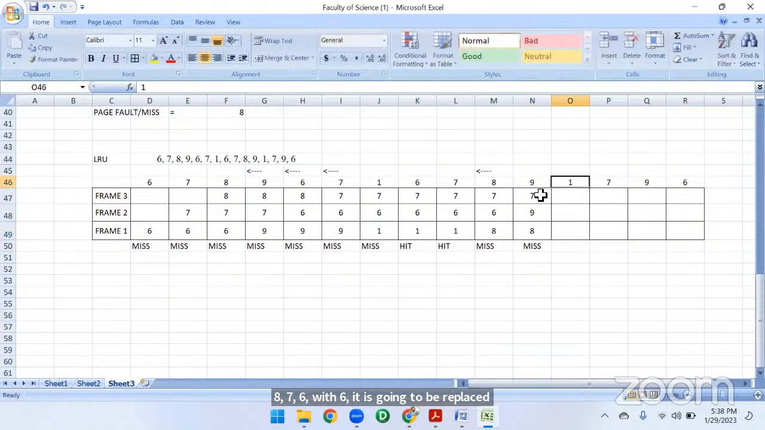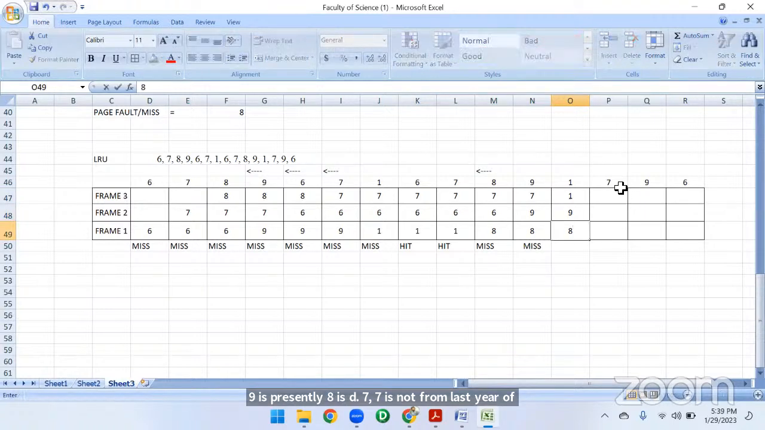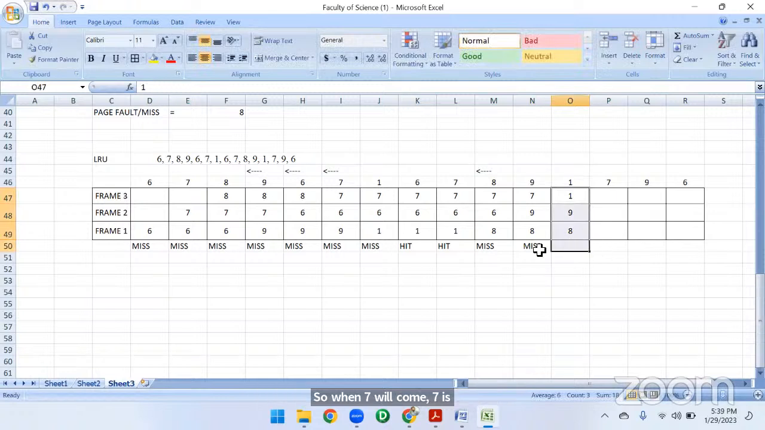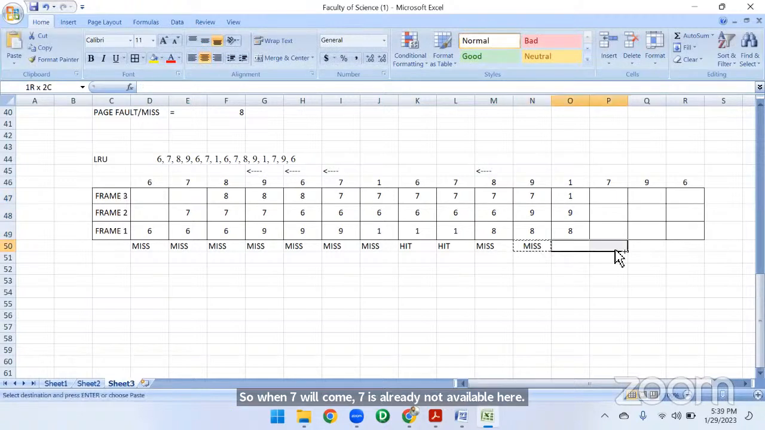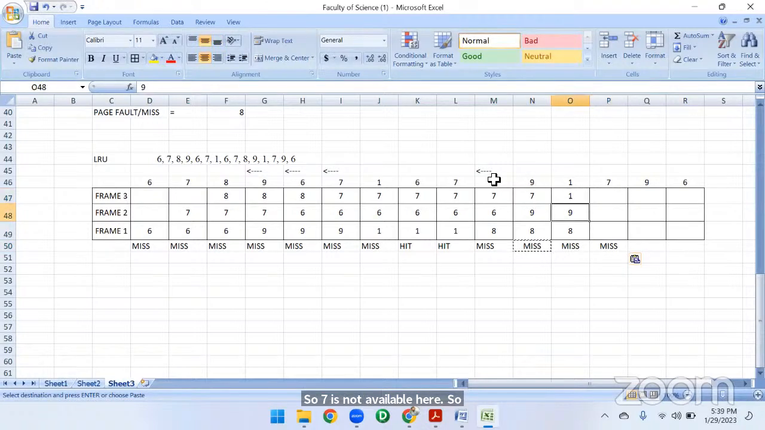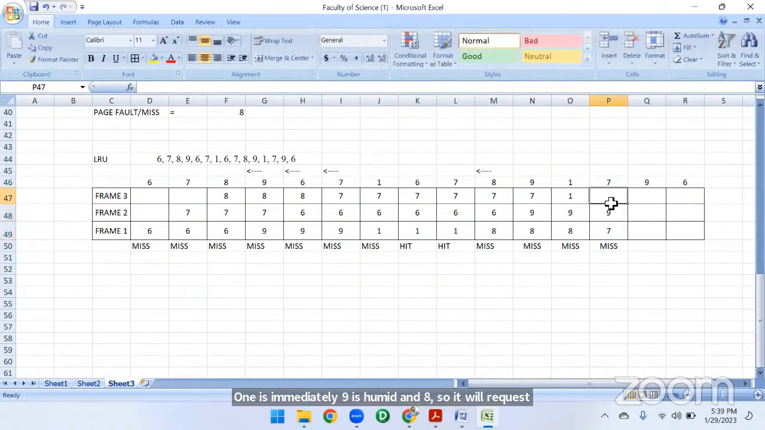Okay, when 1 comes, 1 is not available here. So again, it will check: 9 is present, 8 is recent, and 7 is from the last gap onwards. So with 1 it is going to be replaced. So when 7 comes, 7 is not available here. So again, it will check: 1 is immediate, 9 is immediate, and 8. So it will replace with 8. Okay. So when 9 comes, 9 is already available here. It is a hit.